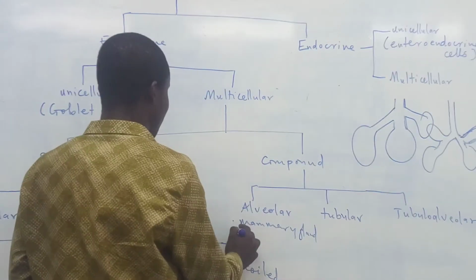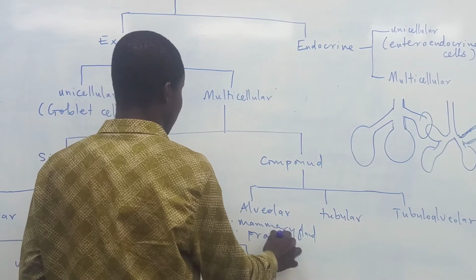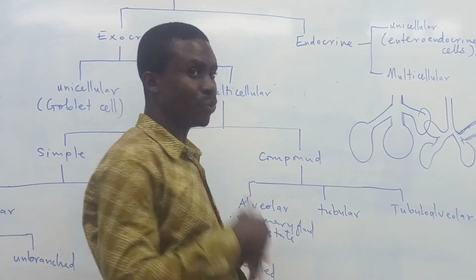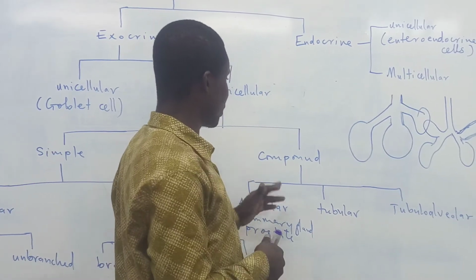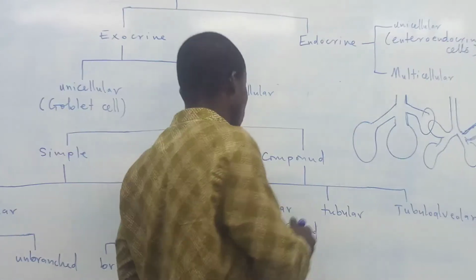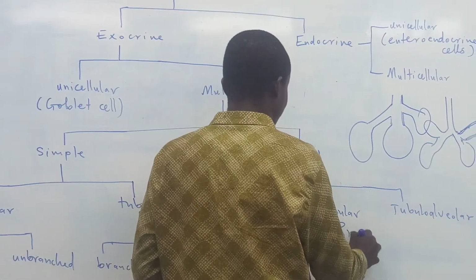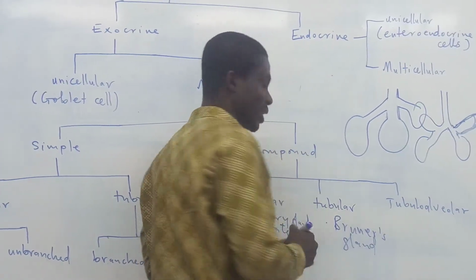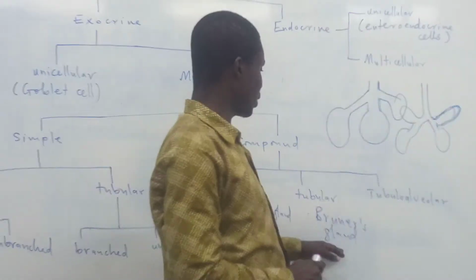Yes, apart from the mammary gland, in the prostate gland we are also going to find it there. These are some examples, but we look at the real histology of these ones. Then for compound tubular, we're going to look at the Brunner's gland, a typical example, and that's the submucosal gland of the duodenum, the duodenal gland proper.